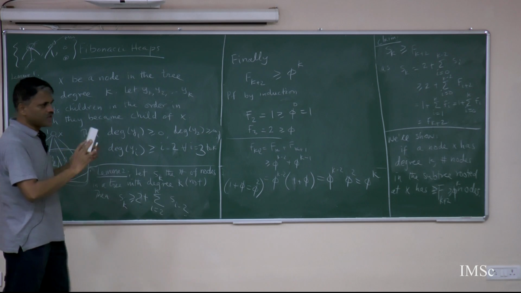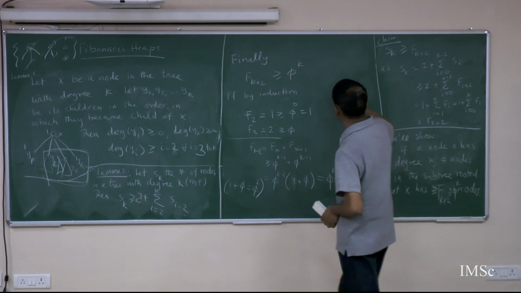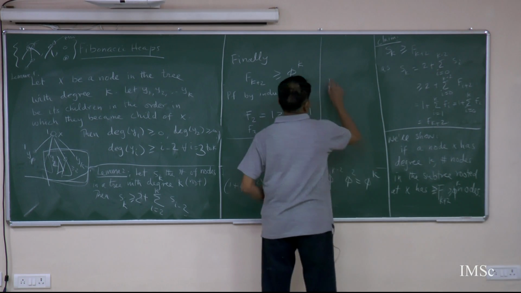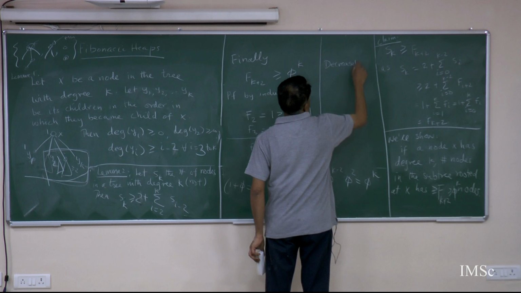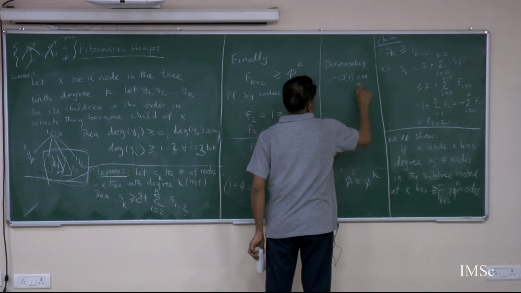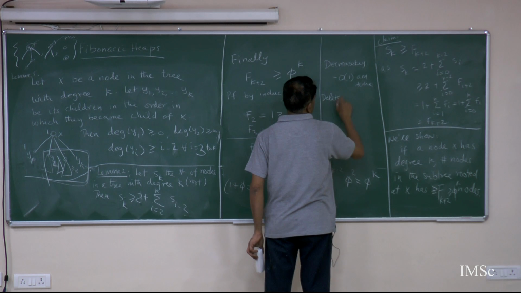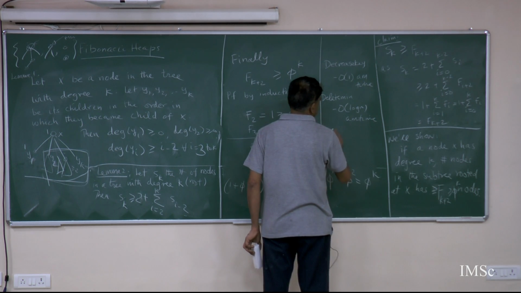Okay, that's the end of Fibonacci heaps, and the main thing compared to a binary heap is that we have decrease key in constant amortized time, and delete min is order log n amortized. Insert is constant.